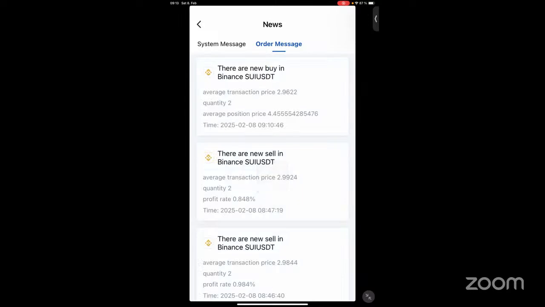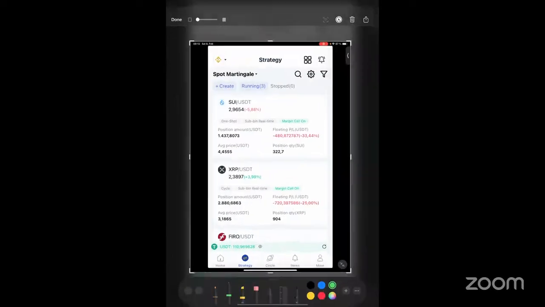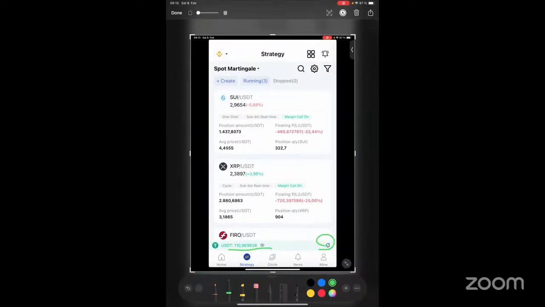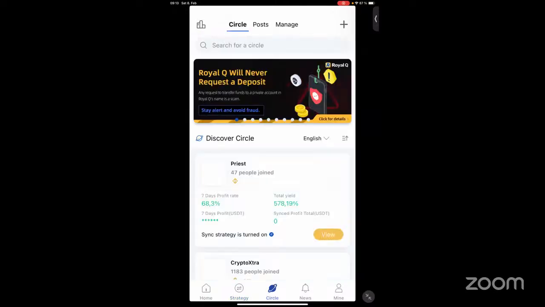Okay, all right. So how much do I have currently? 110. You have to refresh this button. This USDT asset must tally what you have in your exchange, irrespective of the exchange you are using. So now it's 105 because another one just bought. Okay, it's 105. Now let's go to Circle.